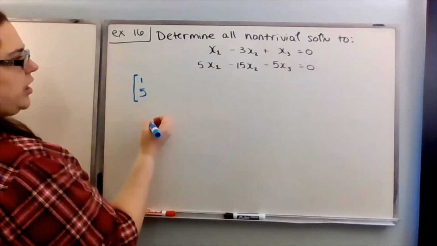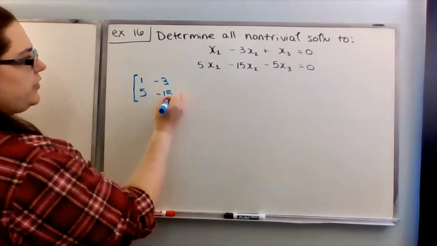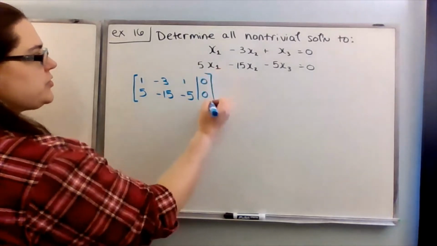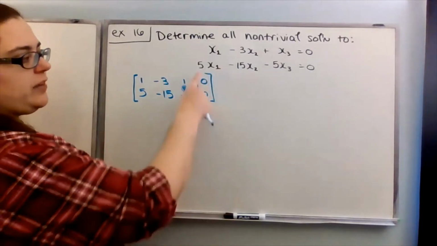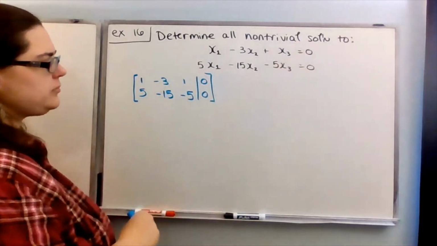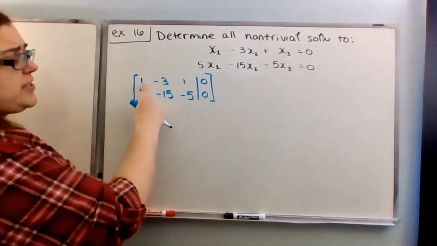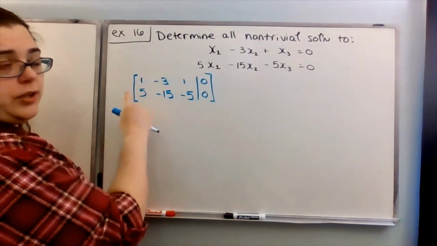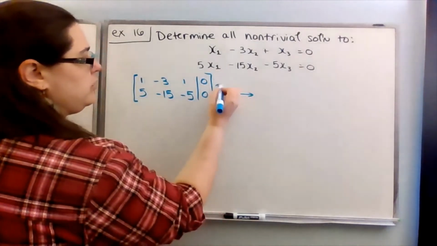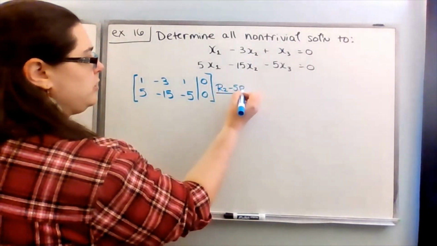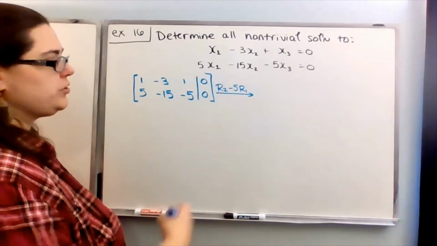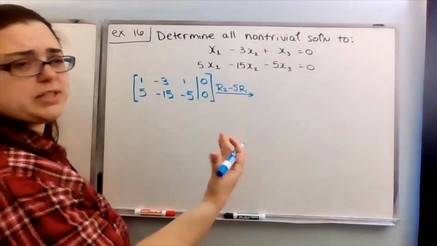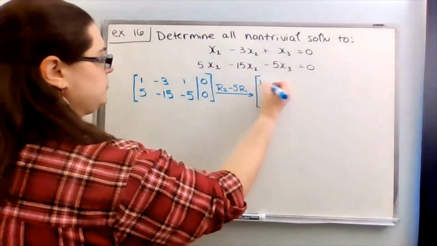1, 5 for our first column, -3, -15, 1, -5, and then our column of zeros, because this is a homogeneous system, so we have zeros here. Since I have a 1 here, I'm going to subtract 5 copies of row 1 from row 2 to get a 0 underneath. And then I'm going to rewrite it. While I'm rewriting it, how about you rewrite it, and then we'll check our arithmetic after.